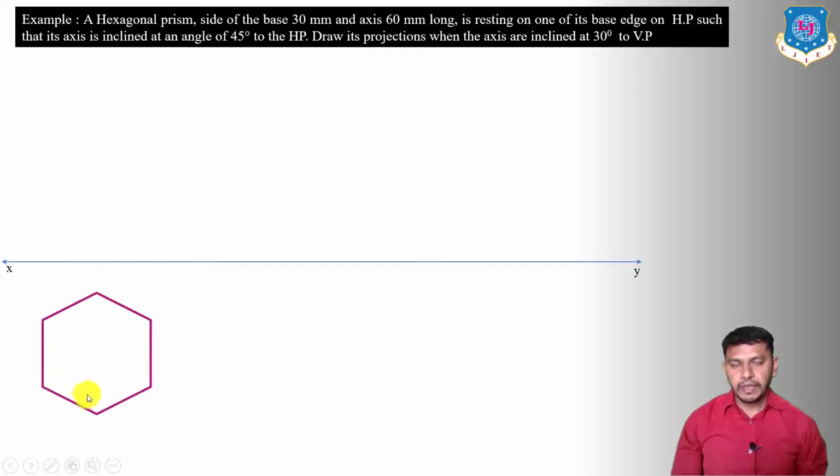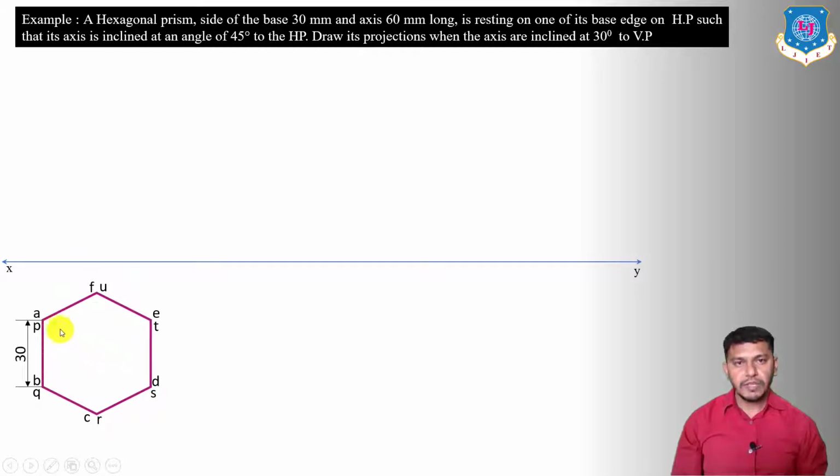Now this hexagon shows the top view of its base and the top face. So now we have to indicate the top face corner and the base corner. The side length of the hexagon will be 30 mm. So A, B, C, D, E, F is the base, and let us say that P, Q, R, S, T, U will be the top face. So this will be the top view.